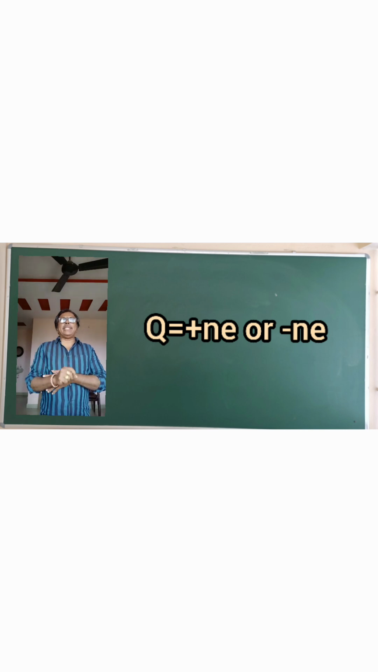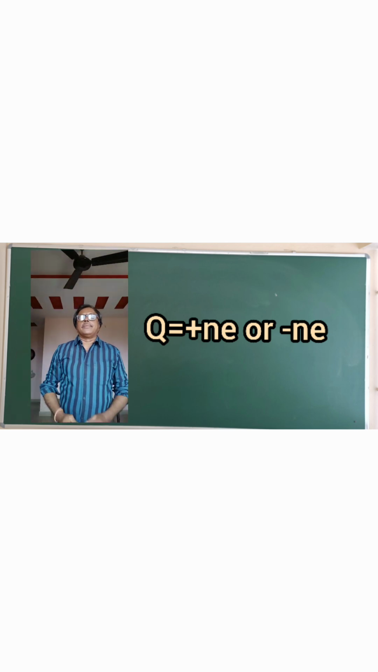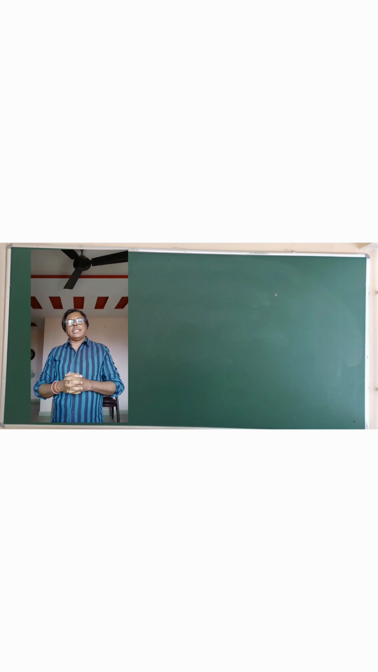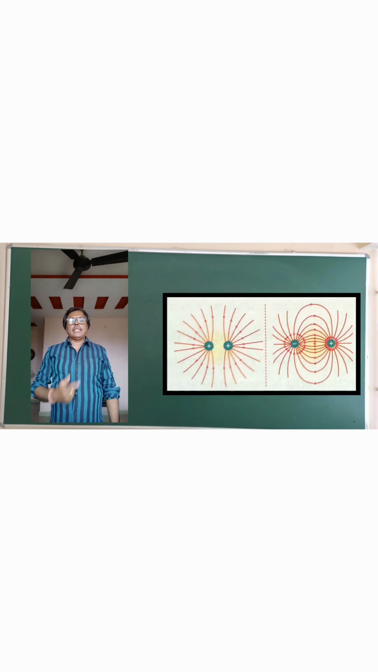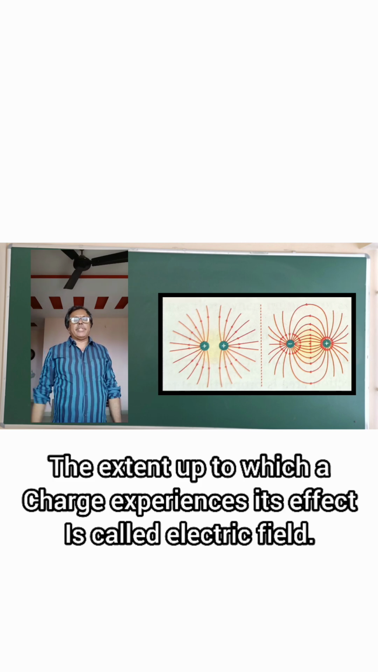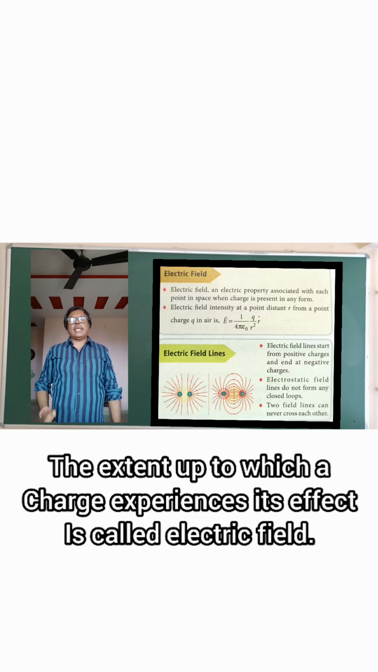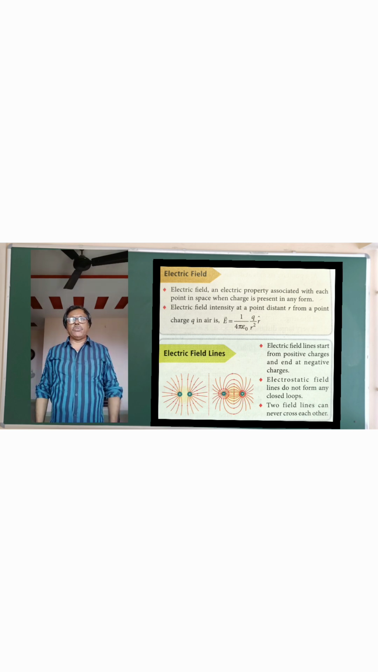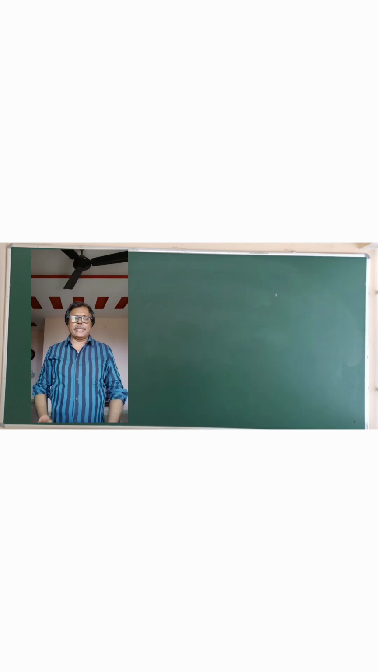Here the plus sign indicates that the charge is positive, and the minus sign indicates that the charge is negative. Therefore, around any charge, there is an extent up to which its influence is manifested. The extent up to which its influence is present around a charge is called electric field. The electric field strength or electric field intensity can be defined as the force experienced by unit positive charge placed at that point.